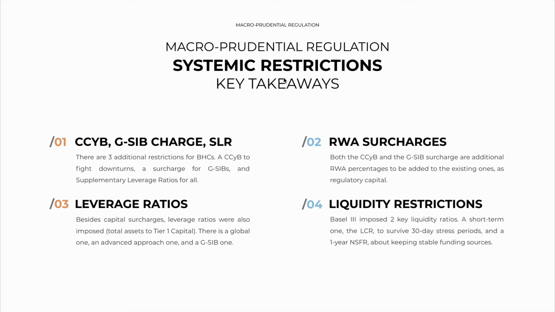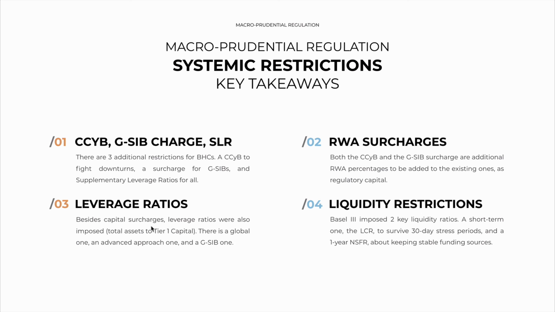What are our key takeaways this time? The first is that there are 3 types of additional restrictions for systemically important bank holding companies. There is a countercyclical capital buffer to fight downturns. There is a surcharge for G-SIBs, just for being one, and there are supplementary leverage ratios, or SLRs, for all. First, both the countercyclical buffer and the G-SIB surcharge are additional risk-weighted asset percentages to be added to the existing ones as regulatory capital, and specifically in terms of Tier 1 capital.